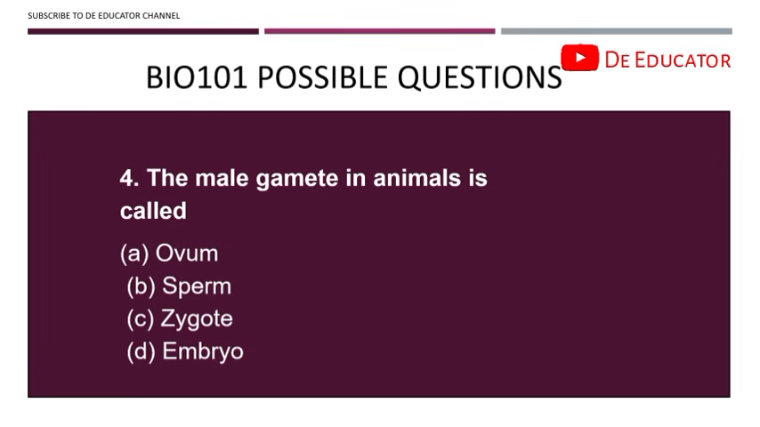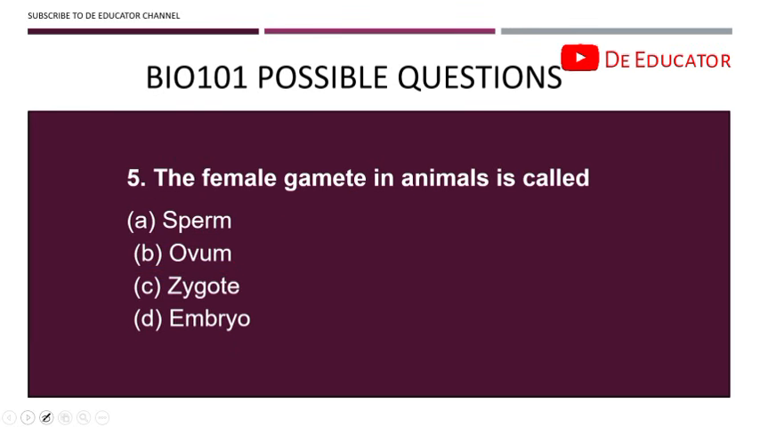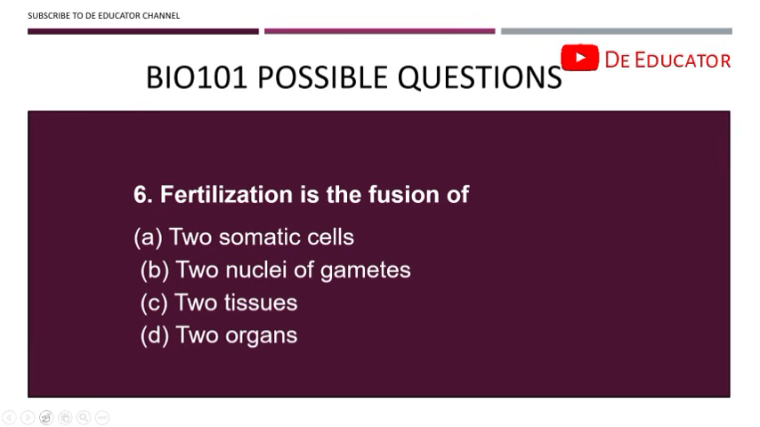Number four, the male gamete in males is called sperm. Please take note. The male gamete in male is called sperm. Then in female, it is called ovum. Then you also note the difference between gamete and gonad. Please, gamete and gonad, they are not the same. Gamete: sperm, ovum or ova or egg. While gonad: we have testes for male and ovary for female. Please take note of that. The female gamete in animals is called ovum.